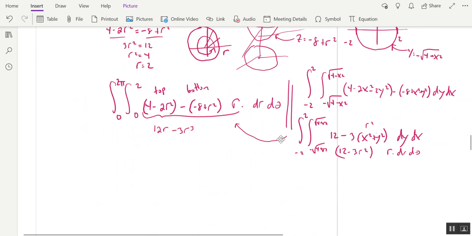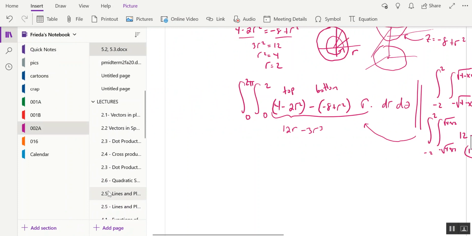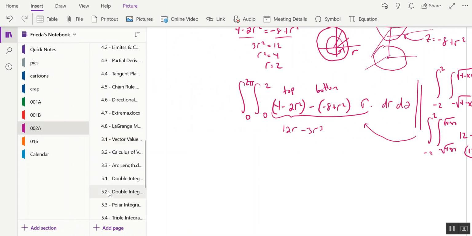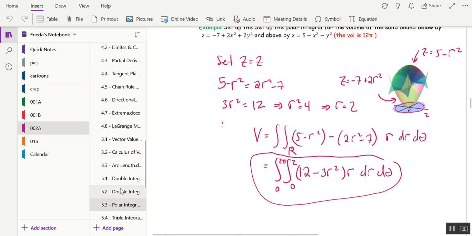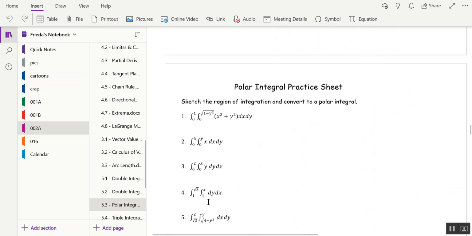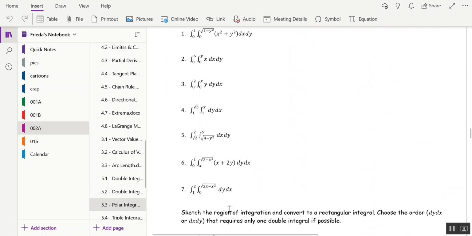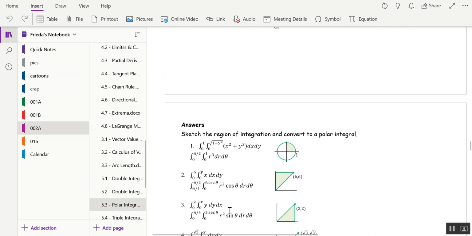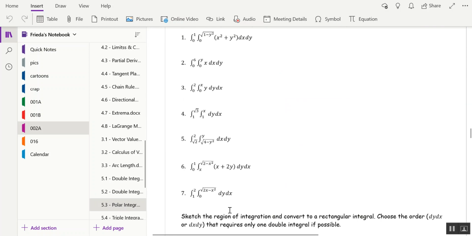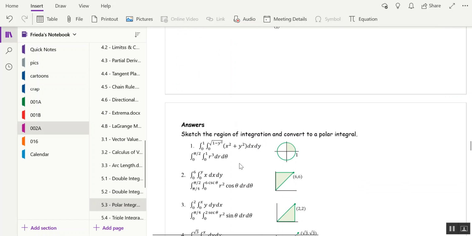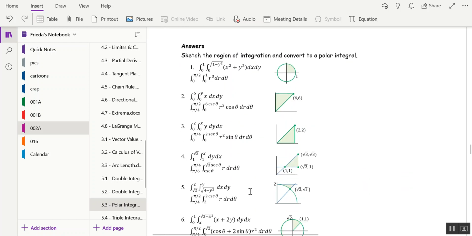There's two good ways to study for your midterm. One is the practice midterm. You know that's really super important. And then two is, in the double integral and in the polar integral, I had a worksheet at the end, the practice sheet. Definitely do that practice sheet because it'll be a good practice for looking at a region, looking at an integral and deciding, oh, what does that look like? How can I sketch that region? And then convert it to a polar integral. So that'll be good practice.